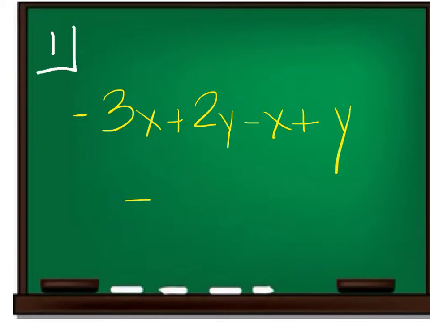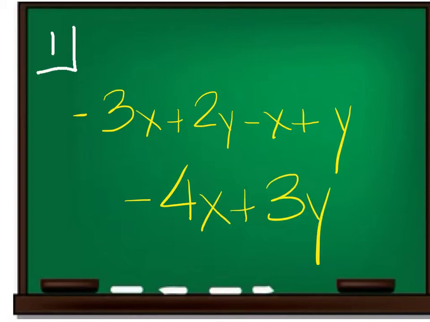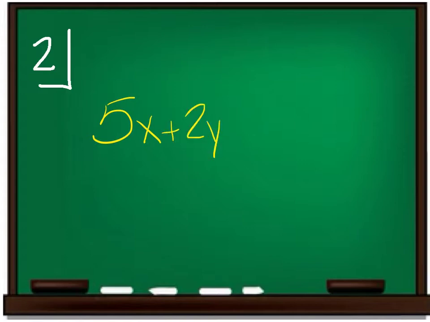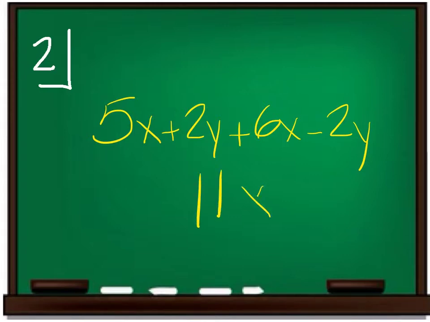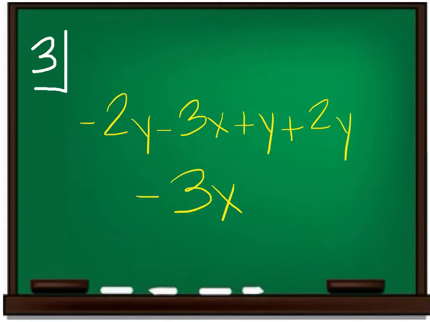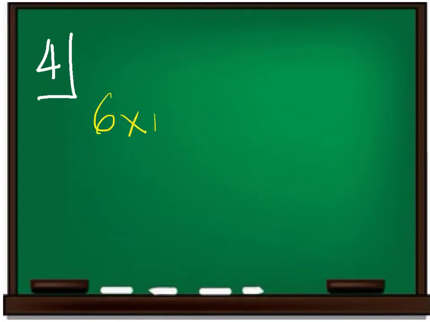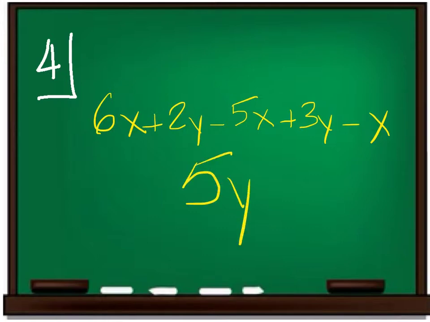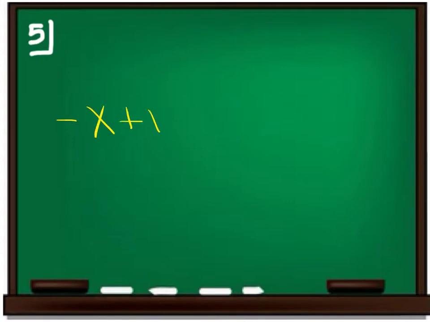Answer for the warm-up should be negative 4x plus 3y. Answer should be 11x. Answer should be negative 3x plus y. Answer is 5y. Answer should be 0.